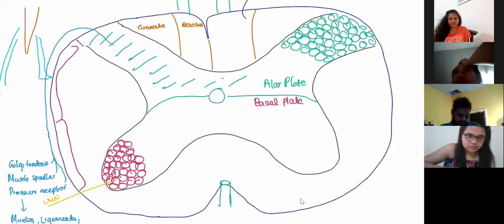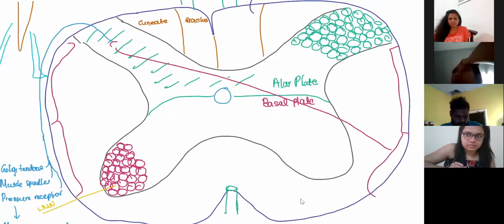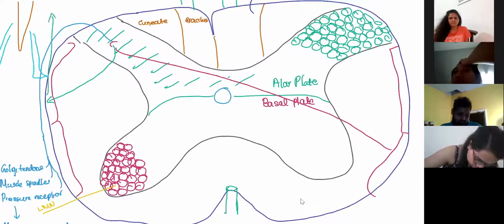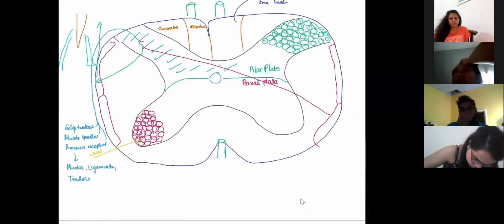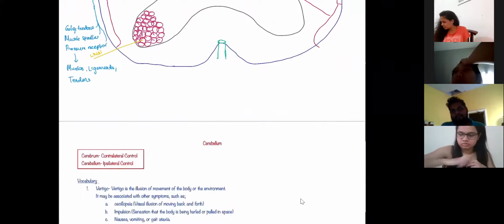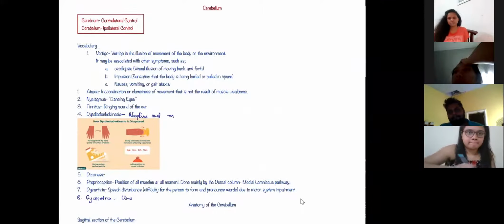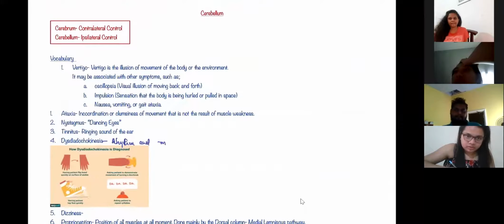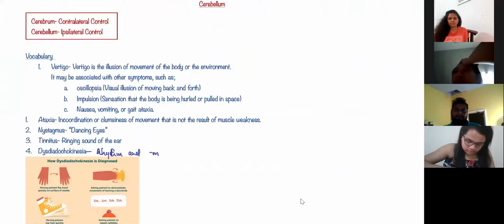And one type of fiber crosses to the other side into the anterior spinocerebellar tract. The other type will go on the same side to the posterior spinocerebellar tract, and move up. I will discuss these in a different way today, but we did these for the spinal cord. Now, today's lecture, we are going to start it off like this.